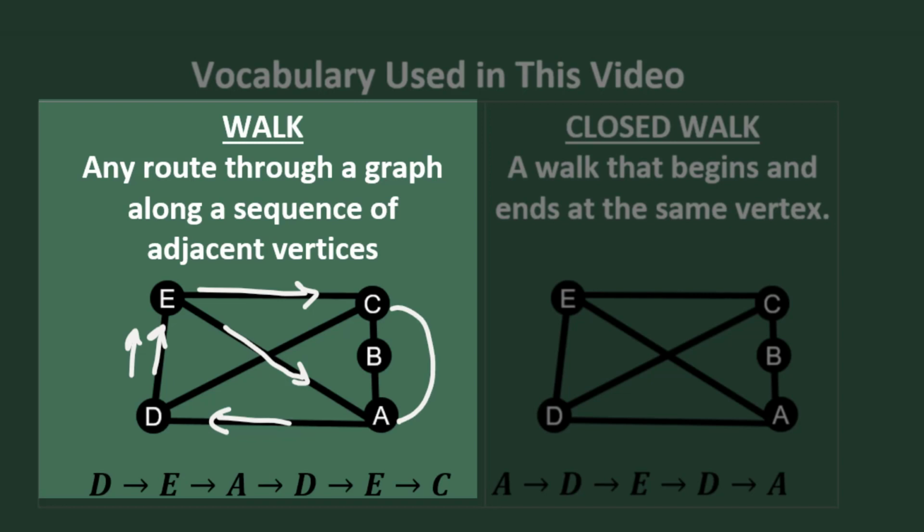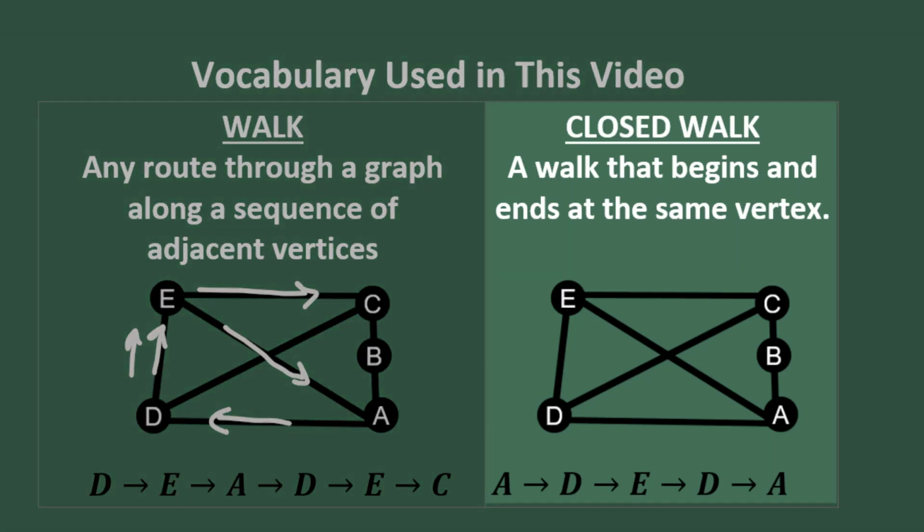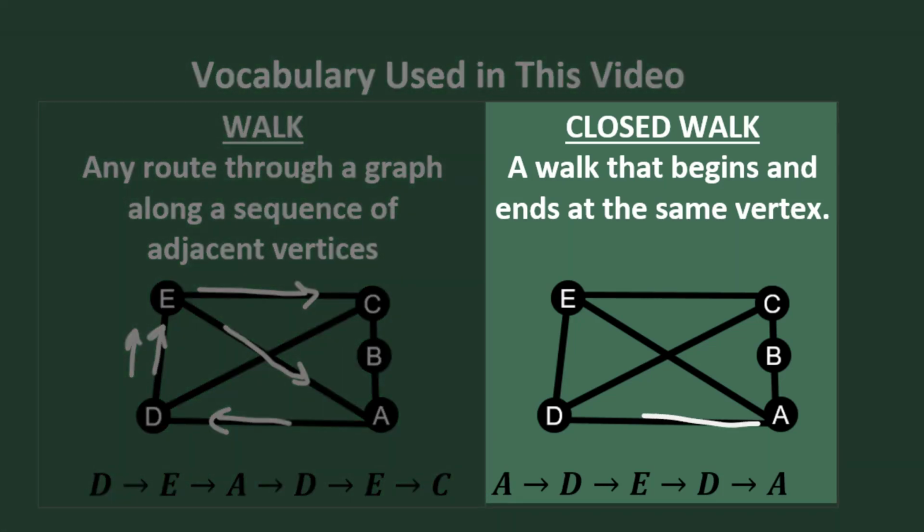For example, we could not have a walk that tries to go from C to A because C and A are not adjacent. A closed walk is a walk that begins and ends at the same vertex. On the right, we have a walk that goes from A to D, from D to E, returns to D, and then returns to A. Because it begins and ends at the same vertex A, it's considered closed.